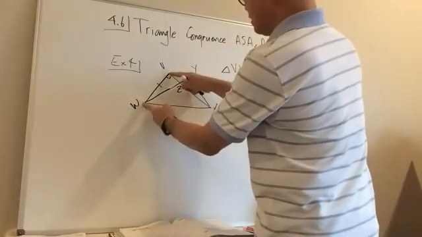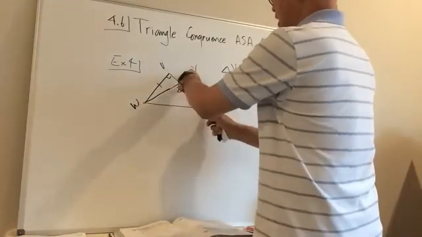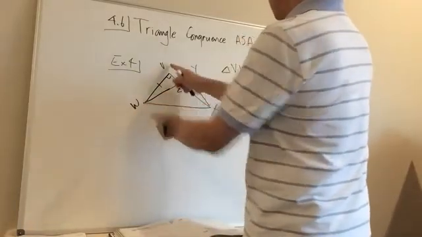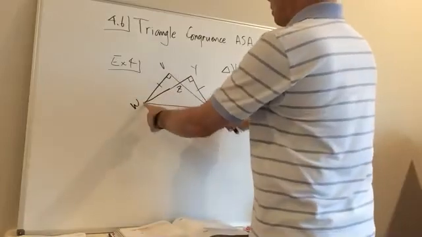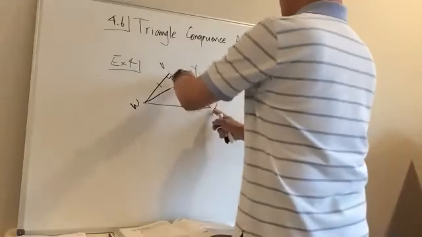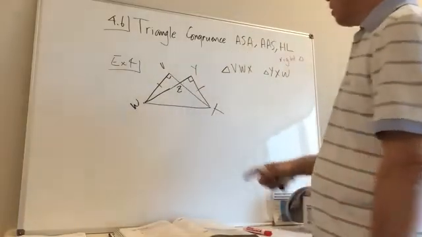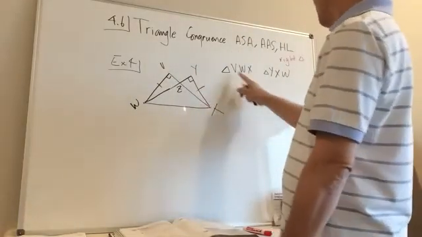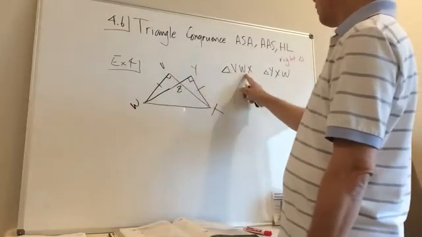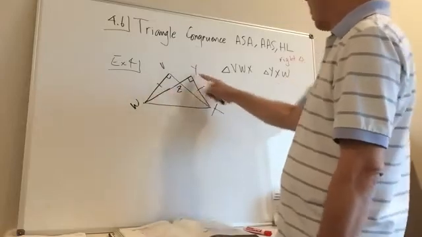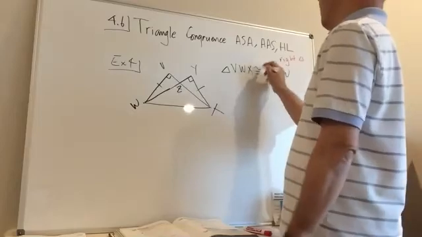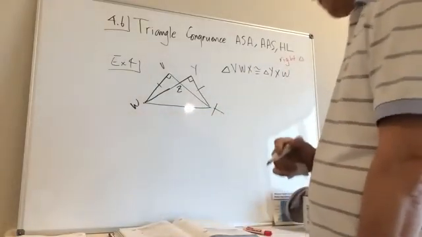Well, there you go. I have hypotenuse leg. VWX is hypotenuse and leg, and then YXW is hypotenuse and leg. Are they corresponding properly? So I have V, so it'd be Y, that's good. Then I have W, the short side, and Y, the short side. Yeah, we're good. So yes, as a matter of fact, these guys are congruent.